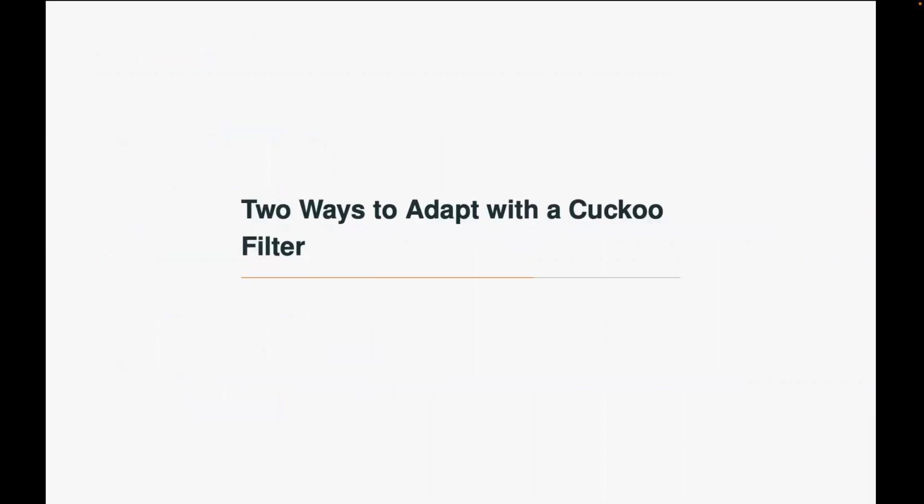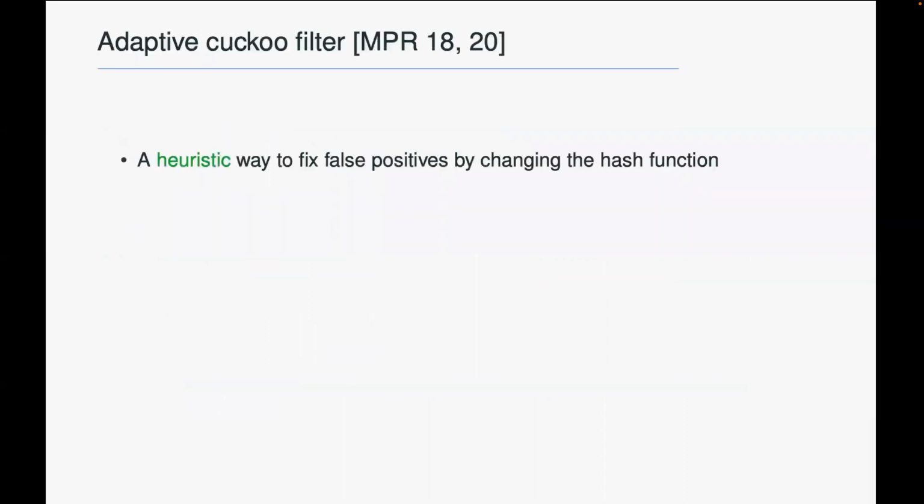All right, how can we adapt with a cuckoo filter? There's actually independent work on this other adversarial notion of adaptivity that used a cuckoo filter to fix false positives heuristically. So we're not quite going to get worst case bounds, and I'll talk about why. The adaptive cuckoo filter gives a heuristic way to fix false positives, and here's where we're using this idea of changing the hash function.